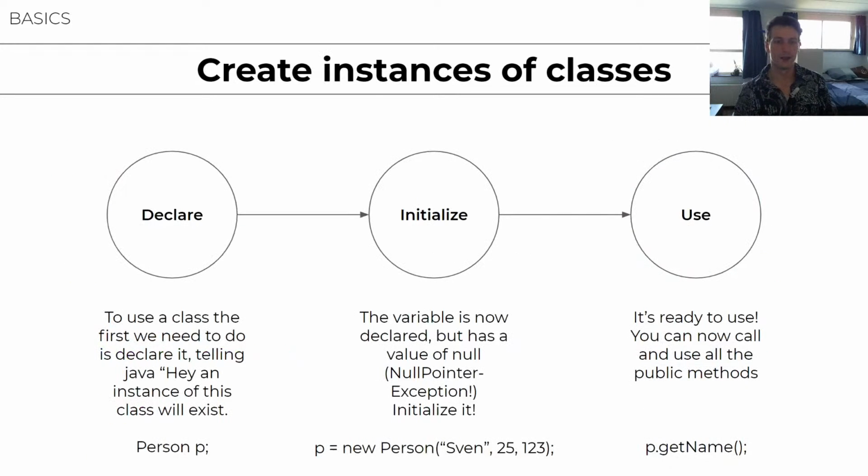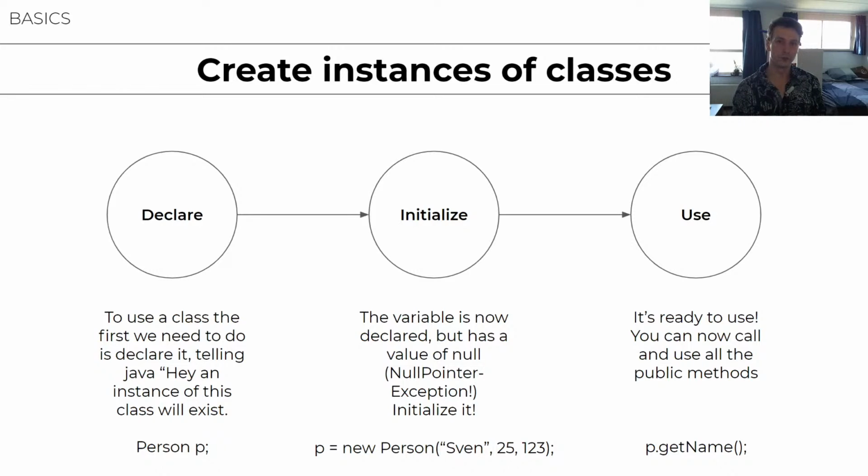So what do you do when you have a class? You declare it. Before we saw the class person. At the bottom left of your screen, you see person P. That is called declaring. At this point, the P has a value of null, N-U-L-L.